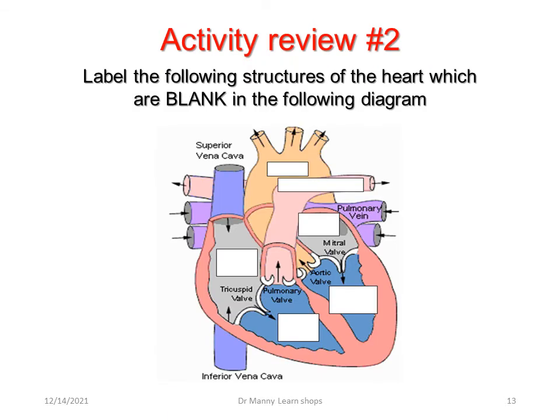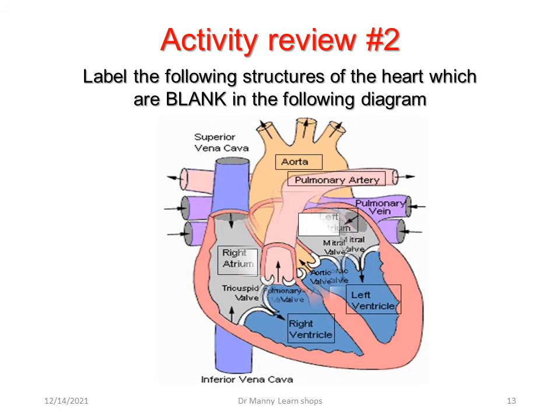Label the following structures in your mind, which are blank in the following diagram. 1, 2, 3, 4, 5, 6. Aorta, pulmonary artery, left atrium, right ventricle, left ventricle.